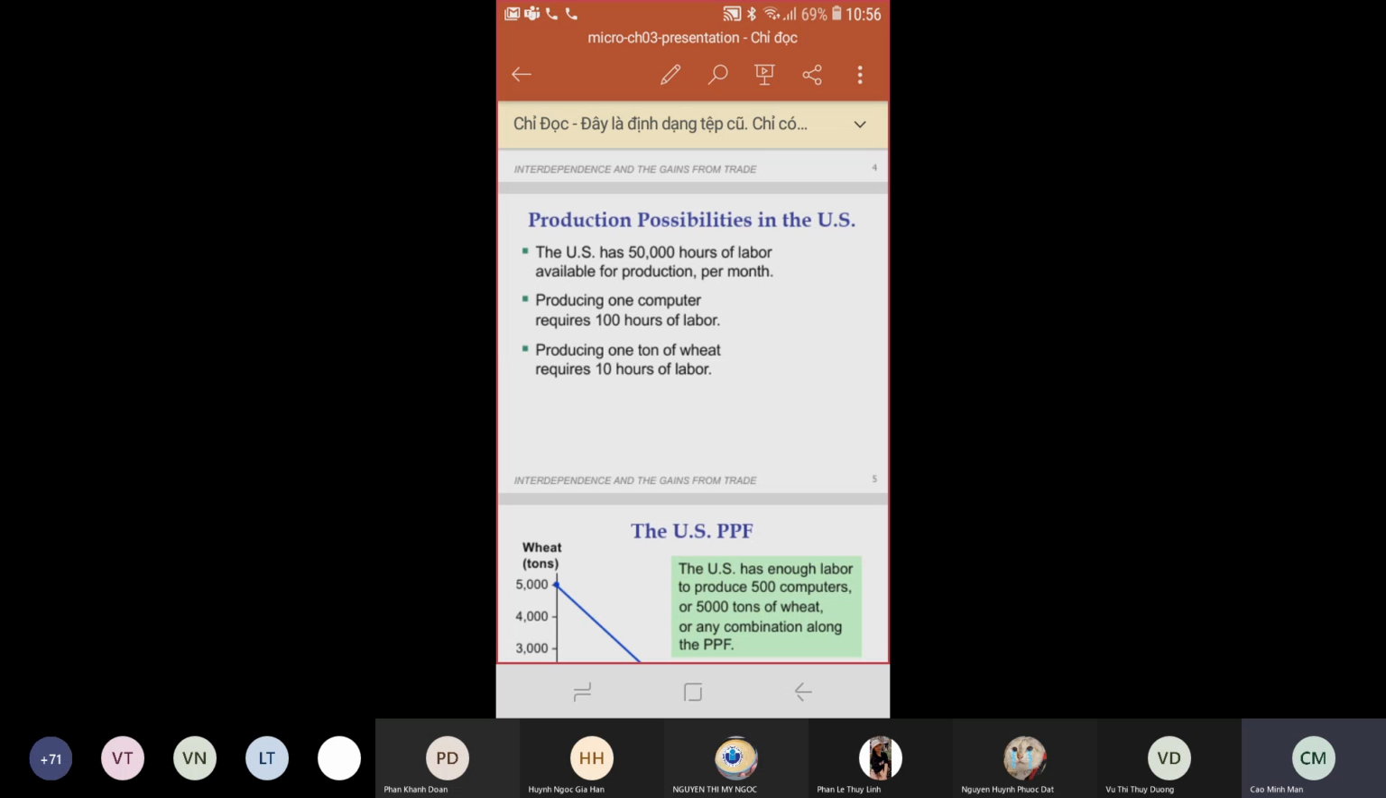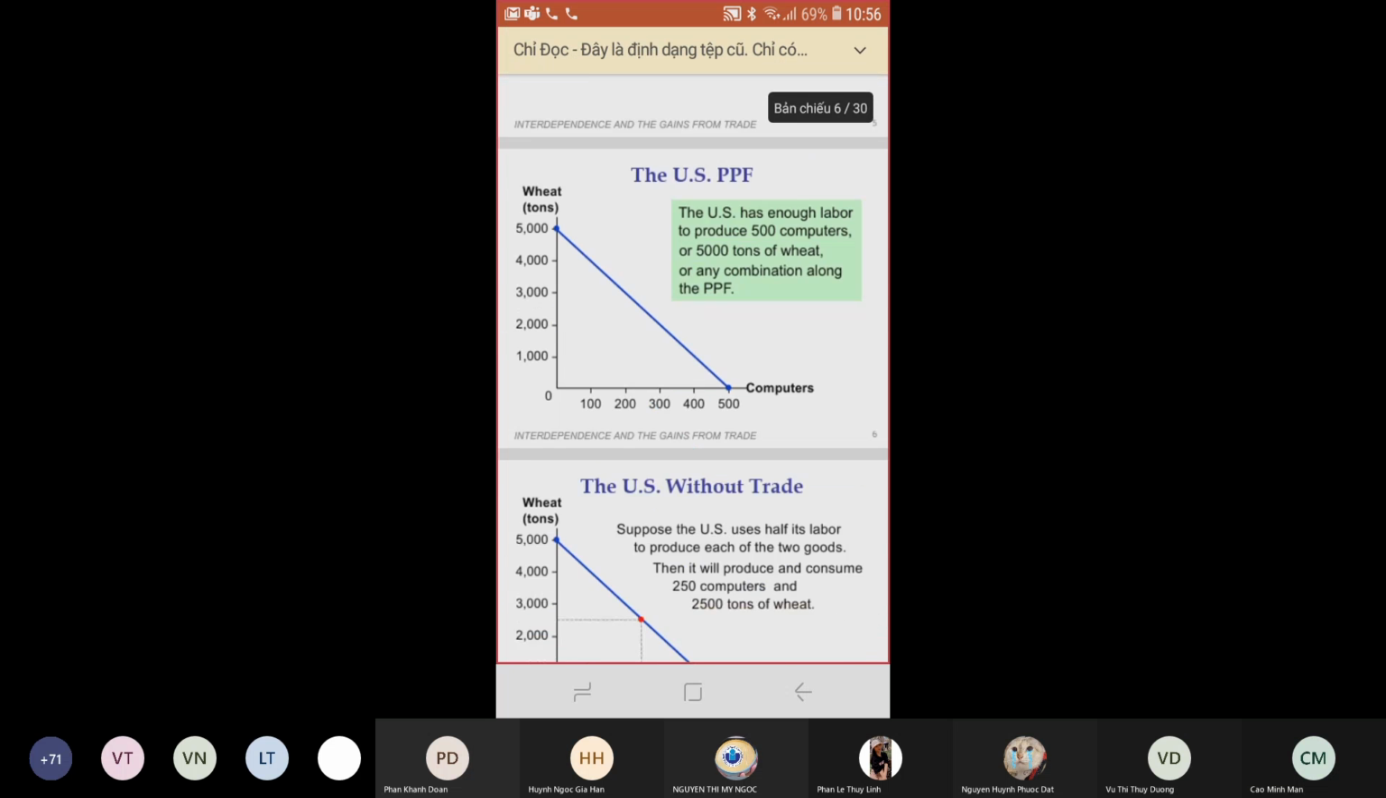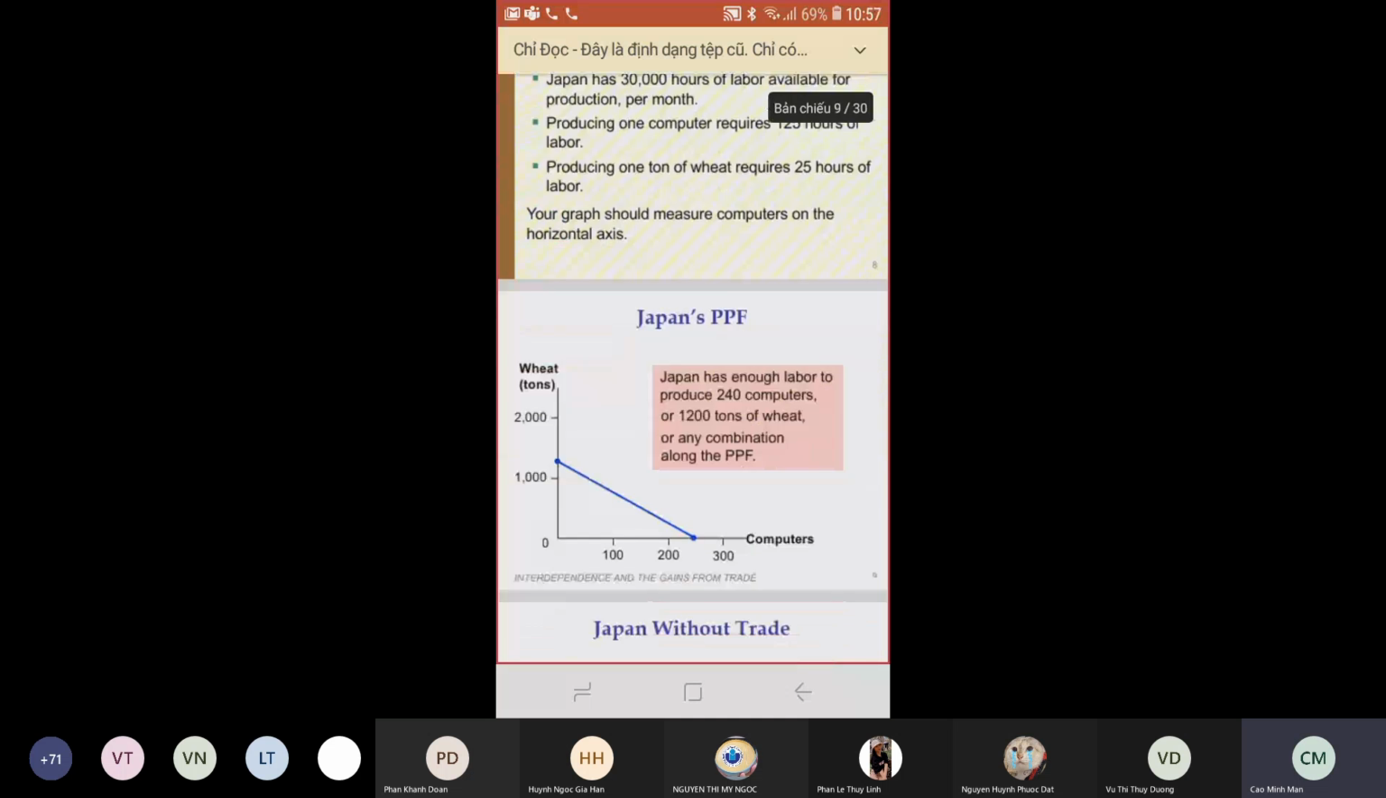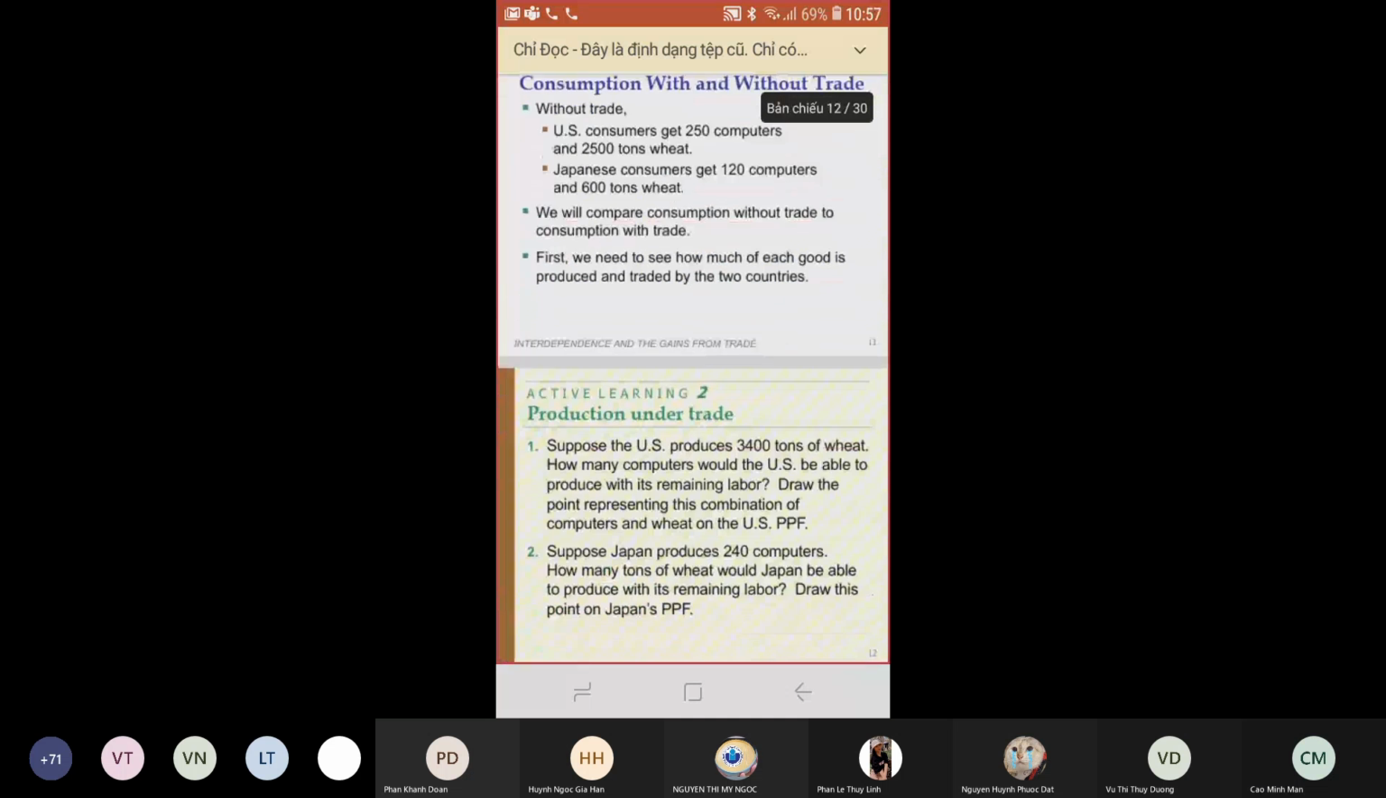Do not forget, absolute advantage means lower cost. A country with absolute advantage means the country can produce products with a lower cost in comparison with that of another country. Thank you. I think you can understand now.